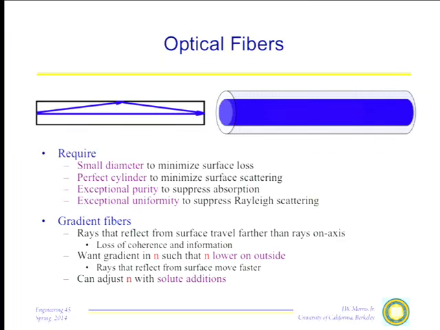To get a good optical fiber, you have to have a very small diameter to minimize the surface losses, because anything that comes in at too high an angle is going to be lost to space. You have to have an almost dead-on perfect cylinder to minimize surface scattering. If there's any roughness, it's going to scatter the light, and that's going to mess up your signal. You have to have exceptional purity to suppress absorption and exceptional uniformity to suppress Rayleigh scattering.